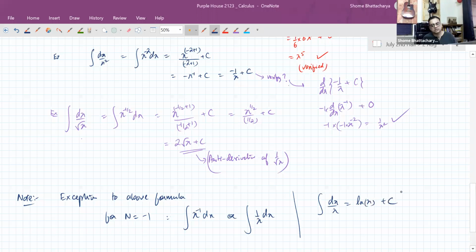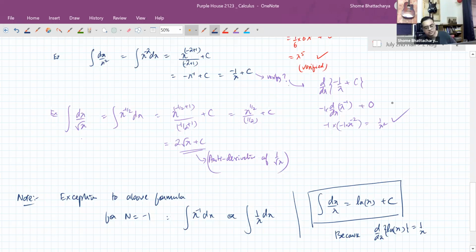The simple logic of this is that we know from before that the differentiation of natural log of x is 1 by x. So naturally the integration of 1 by x should give us ln x. The only function whose derivative is 1 by x is ln x. Therefore the integration of 1 by x should give us natural log of x plus c. This we should remember is the exception case. For all other powers of x other than -1, we use the above formula, x to the power n plus 1 upon n plus 1 plus c.